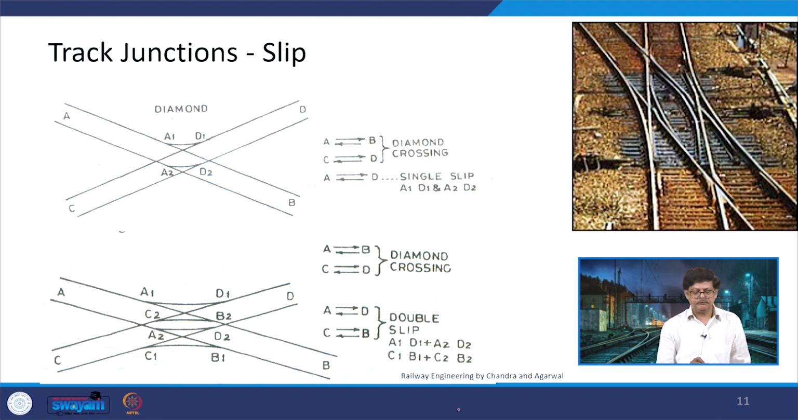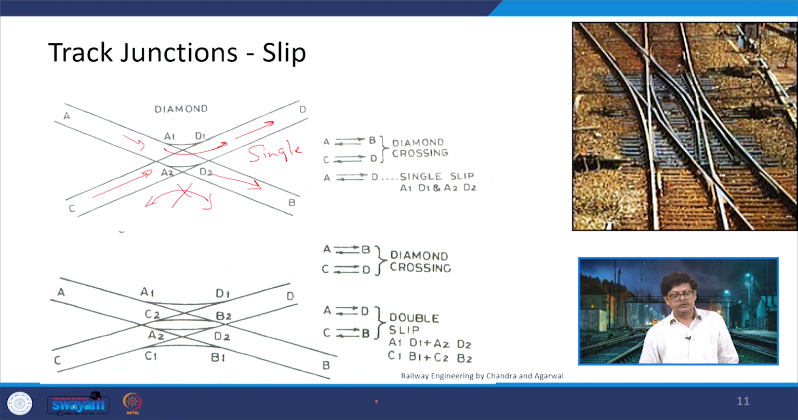So, here you can see this is a single slip condition where the movement is being allowed in this form, or the movement is allowed straight, but the movement in this direction is not being allowed. So, there is a single slip and that slip is A1 D1, A2 D2.